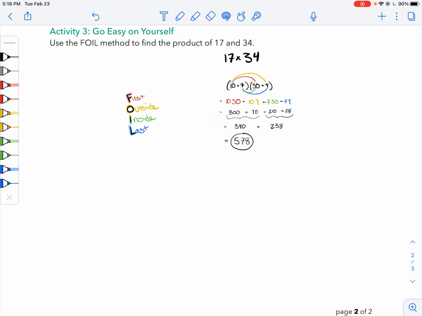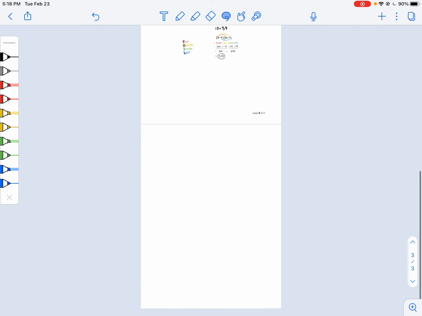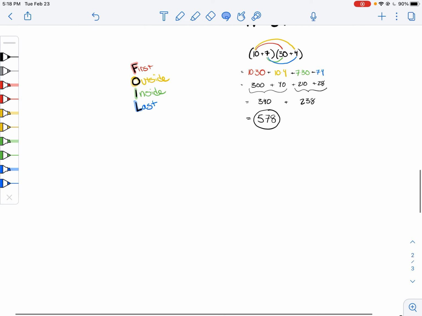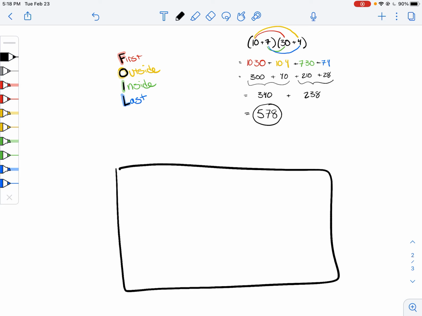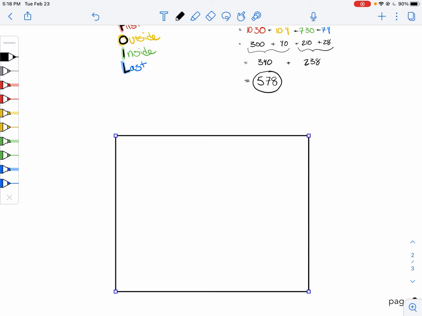Or you need to check that you plugged it in correctly. So what's going on here? Why does the FOIL method work? Well, let's take the same situation. Let's say you've got a rectangle. I'm going to give you a visual right here.